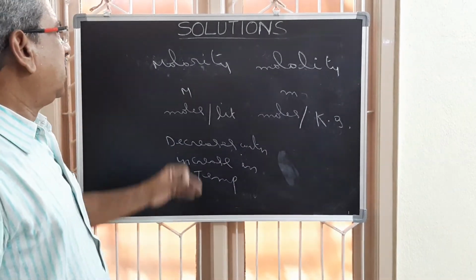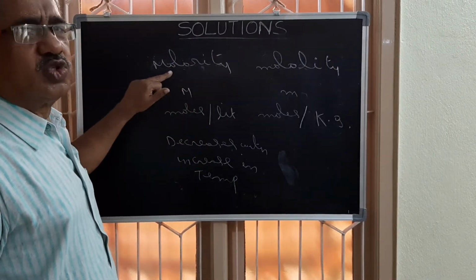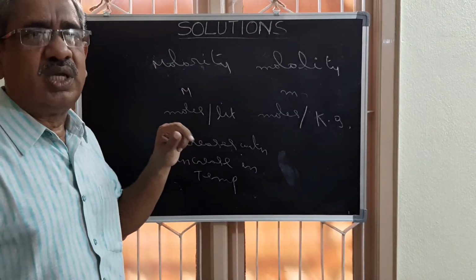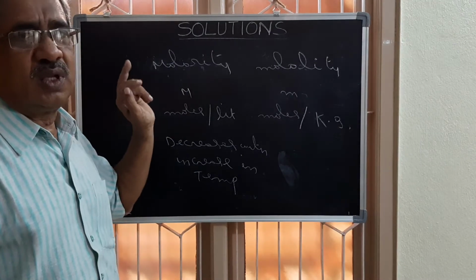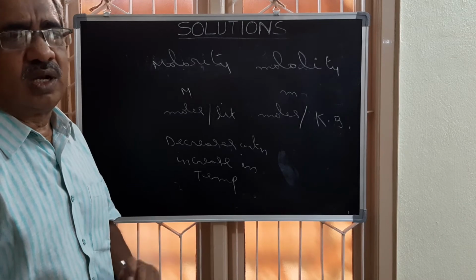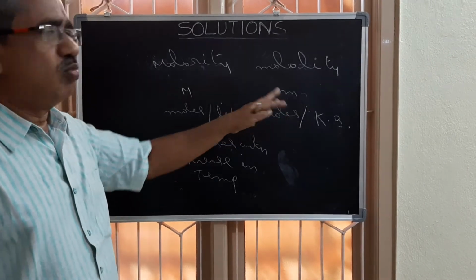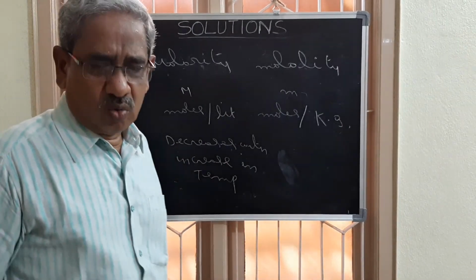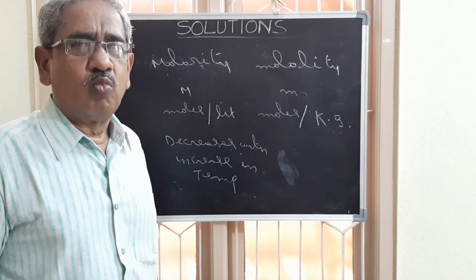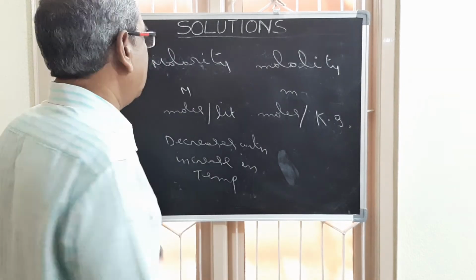Moreover, the definition is also different. The number of moles of solute in 1 liter of a solution is defined as molarity, and the number of moles of solute present in 1 kg of a solvent is defined as molality. This is the comparative study between molarity and molality.